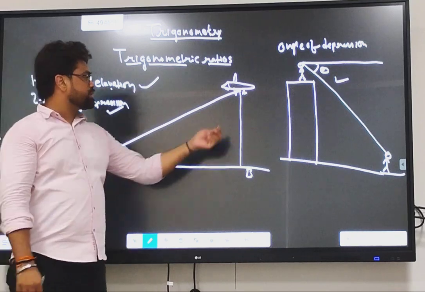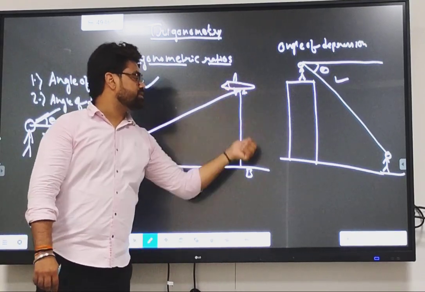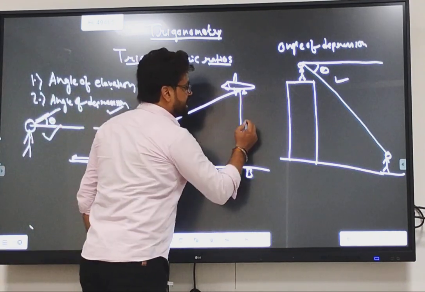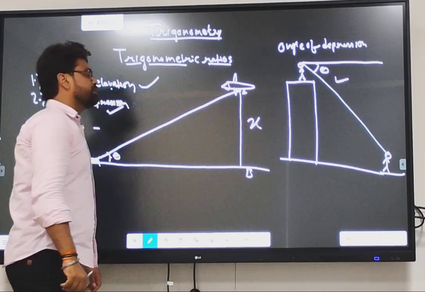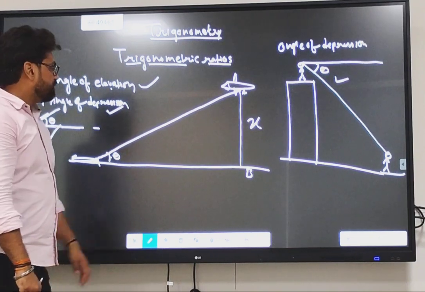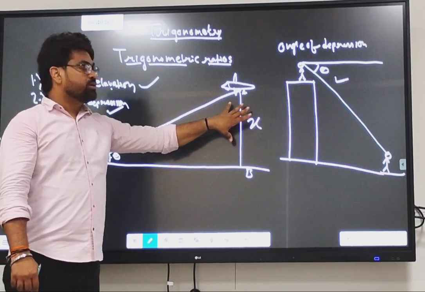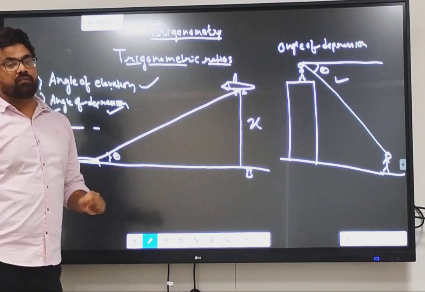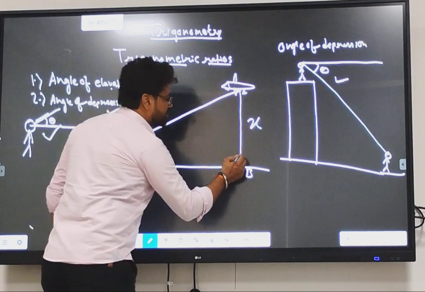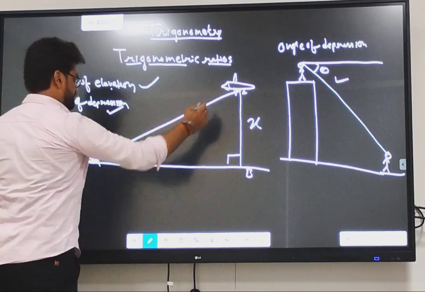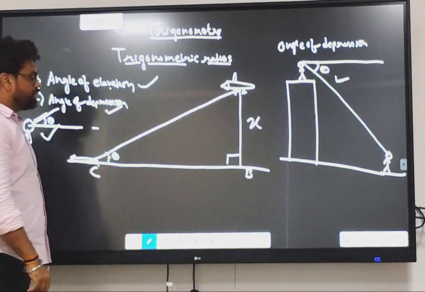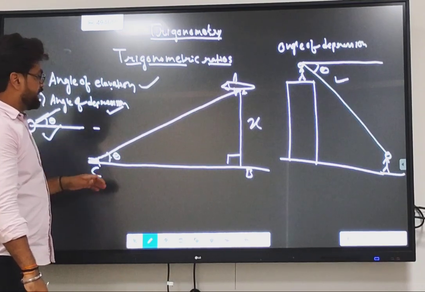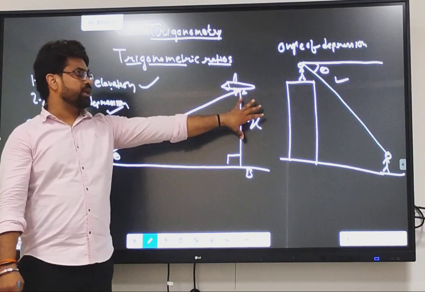Now to find out the distance at which this plane is flying, what do we need to know? We have to find this AB. So let us suppose it is x. To find the value of x, we must know any other two sides of the triangle. So suppose we made a right angle triangle A, B and C. We need to find this AB.